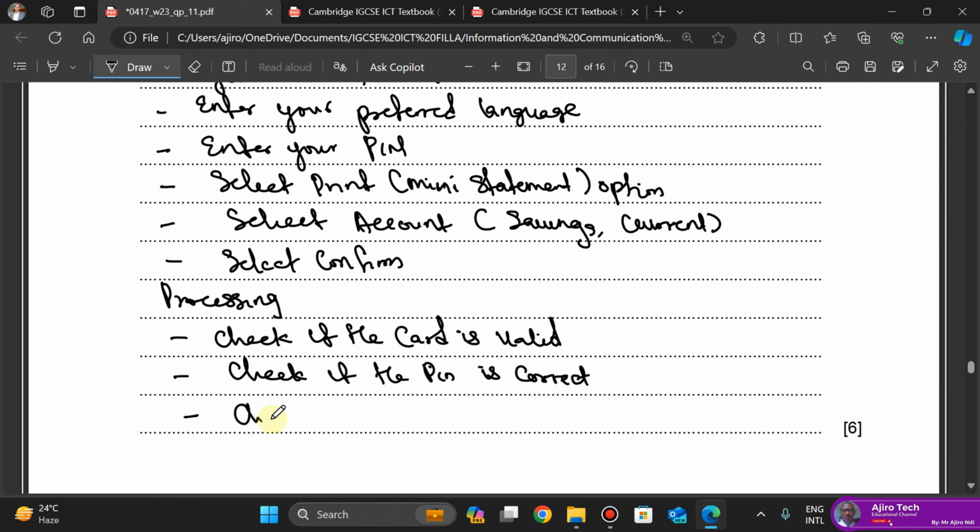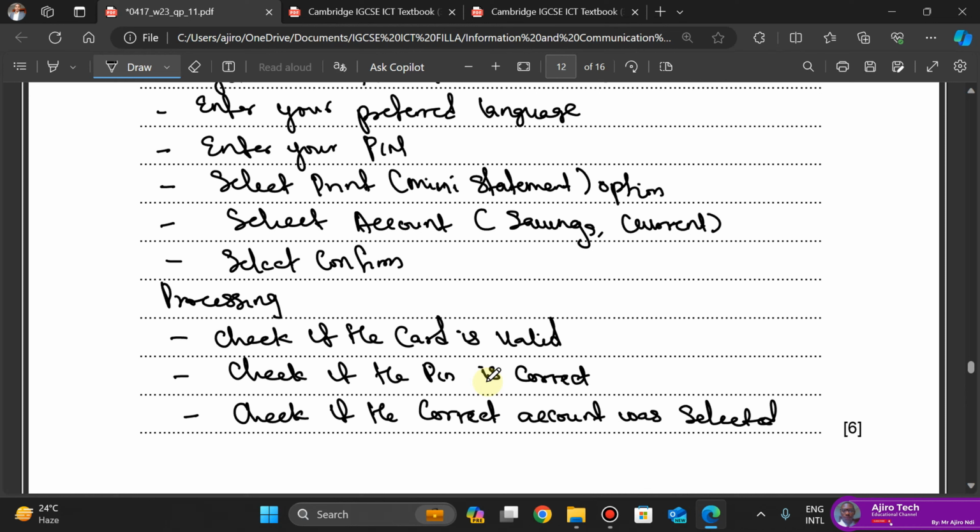Three is going to check if the current account was selected. So this is just a summary. In other words, it checks the card to see if it's valid. It checks to see if the account number is correct. It checks to see if the PIN is correct. And if the PIN is not correct, what happens after making 3 tries? The card is retained. It checks to see if the account number selected is correct.